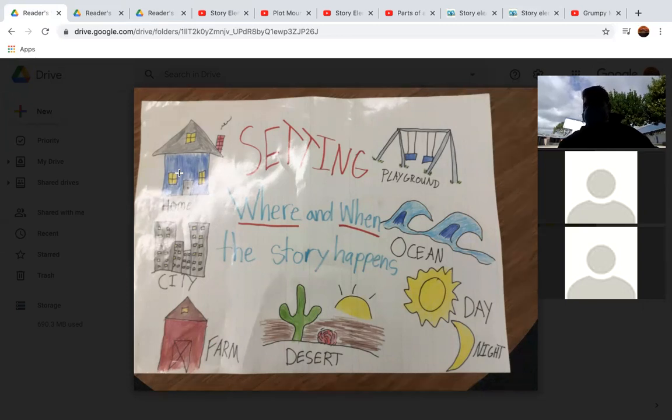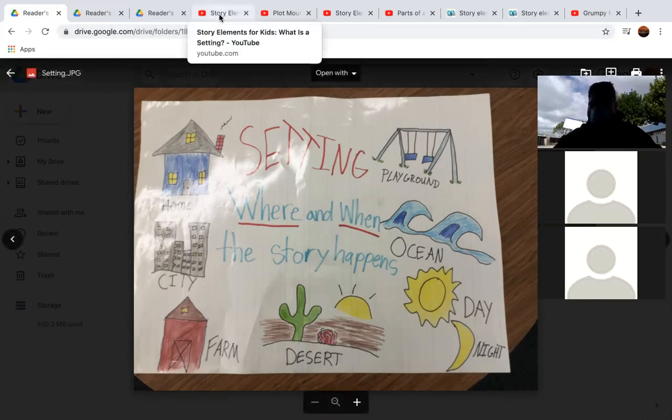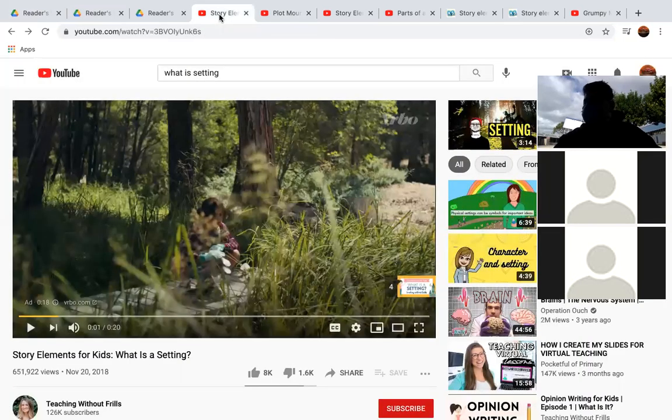I say that a setting would be like what student one said. It would be where it happened and when it happened. Good job. Can you give me an example of a setting? Student one said space, so what would be another example? Day or nighttime. Okay, perfect. So you guys did excellent. You gave me really good definitions, really good examples.